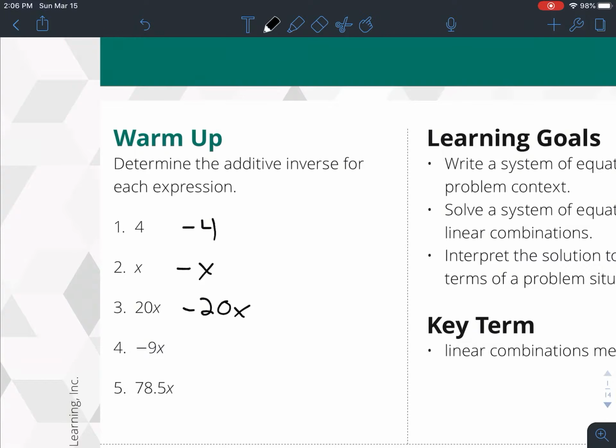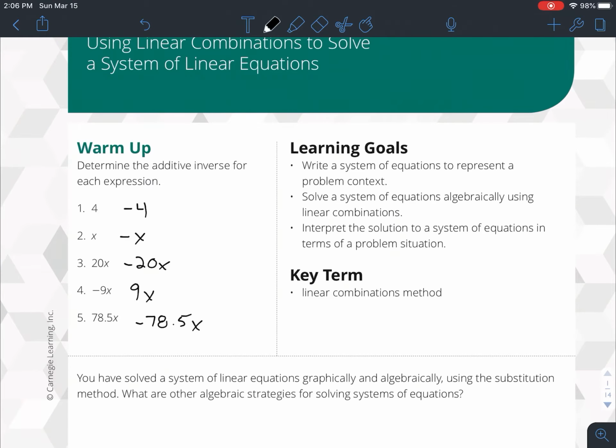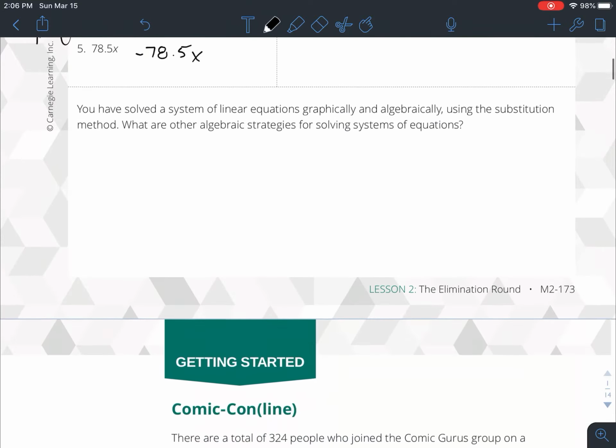-9x, the inverse will be +9x because inverse is the opposite, which is a negative to positive, positive to negative. And last but not least in the warm-up, number 5, 78.5x. The inverse, which is the opposite, would be -78.5x. Once again, make sure you have these 5 here that I am putting a star by completed, as well as the rest of this packet in order to get a grade.